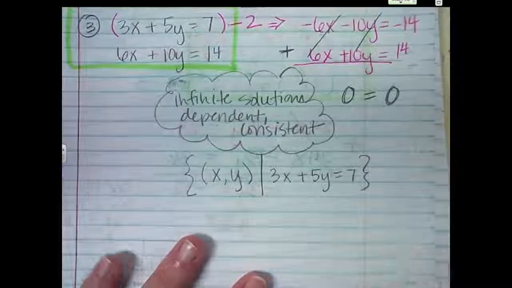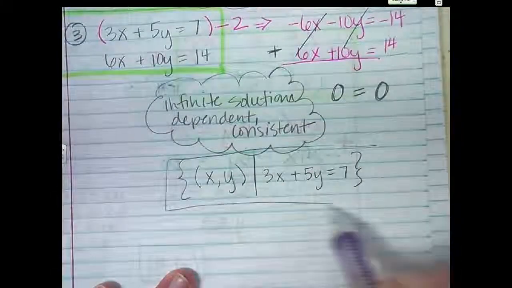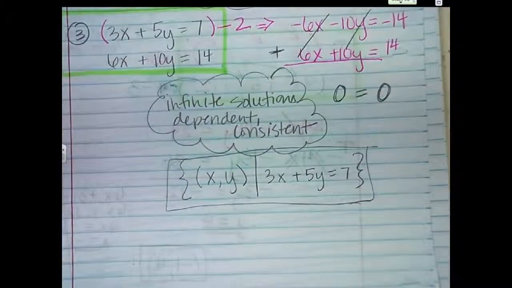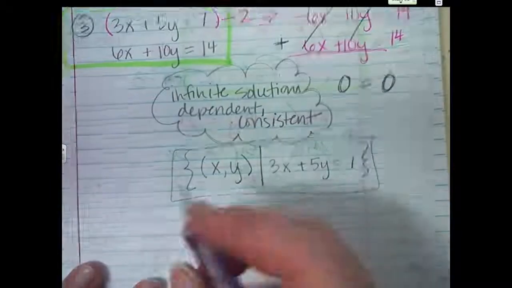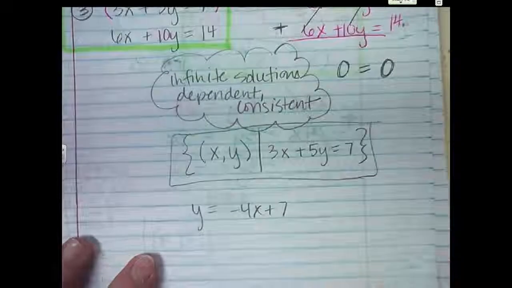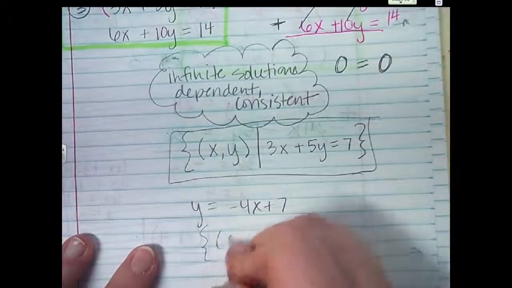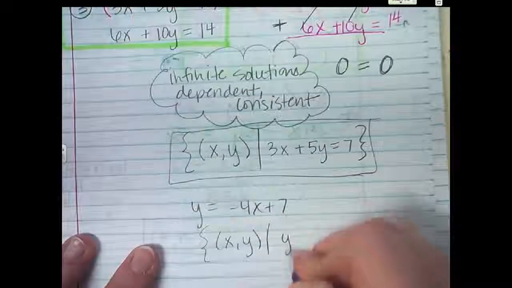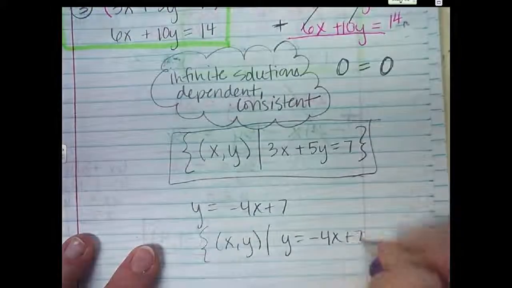So not difficult. I forgot it yesterday for some reason. If you go back to one of your ones from yesterday, let's say we got negative 4x plus 7, and they were dependent. You would do the same thing. X, y, and then you put your equation. That's it.